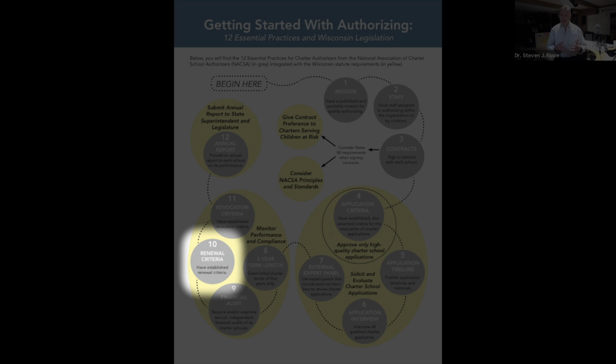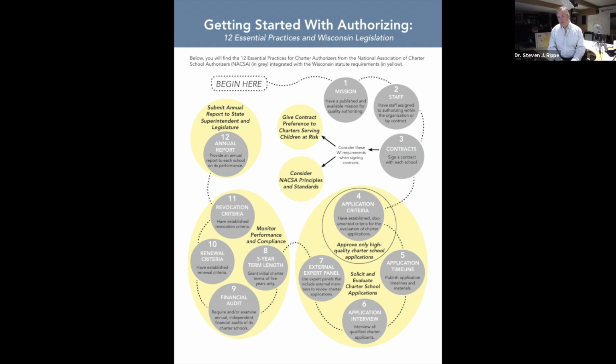Number 10 is making sure we have renewal criteria. And ideally, what we've done is we've talked through this with each of our schools, and it's embedded in our performance contract. So people know what it is we're looking for, and they have the ability to practice that and work through those opportunities.